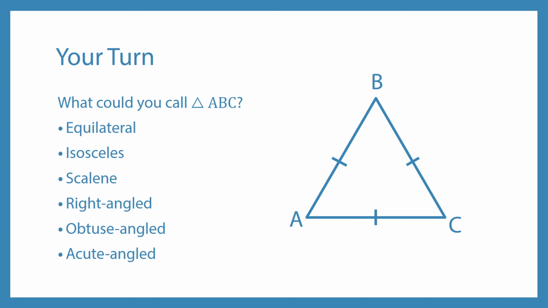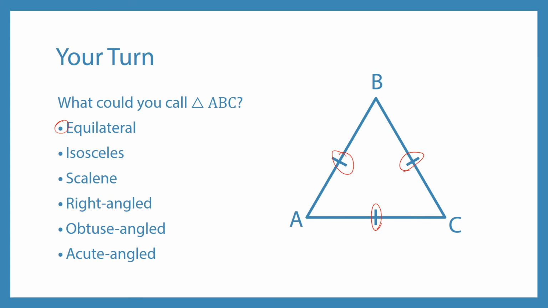Okay, so now have a go at working out what type of triangle ABC is. Okay, so from these dashes here, we can tell that the three sides are the same length. So, because the three sides are the same length, we can say that it's an equilateral triangle.